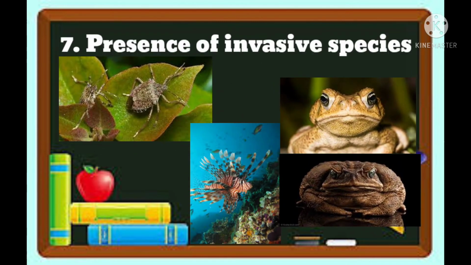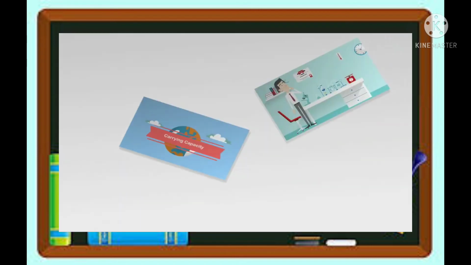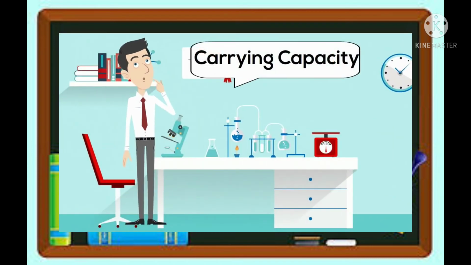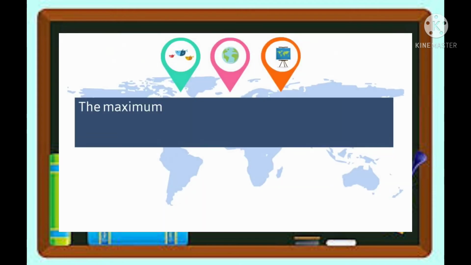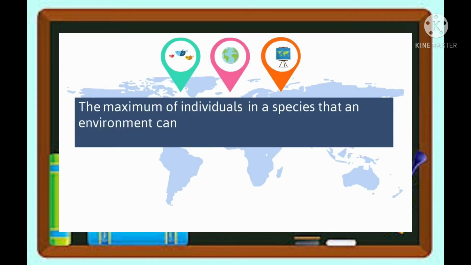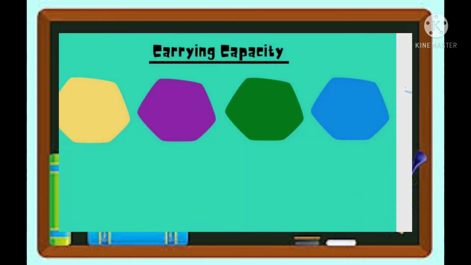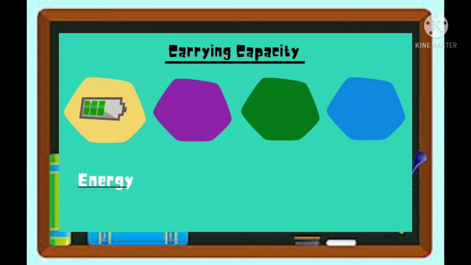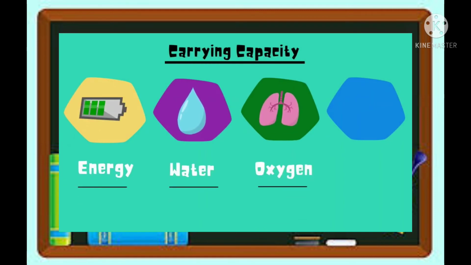Okay, the last one is number 7. Presence of invasive species. An invasive species is an organism that is not indigenous or native to a particular area. In this video, I'd like to talk about carrying capacity of an environment. The maximum number of individuals in a species that an environment can support for the long term is the carrying capacity. Carrying capacity is limited by the energy, water, oxygen, and space, which are all limiting factors.